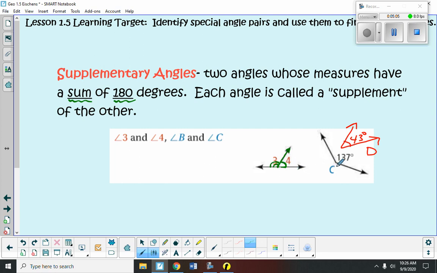And then angle C and D here are not adjacent, but 137 plus 43 equals 180, which means these are also supplementary.